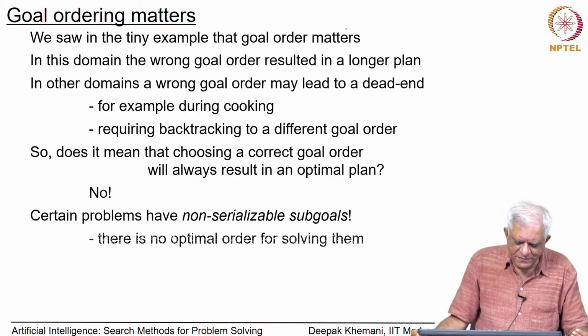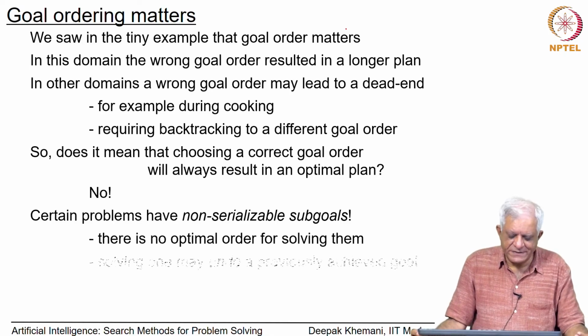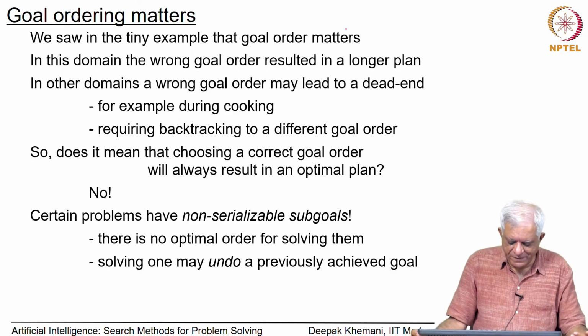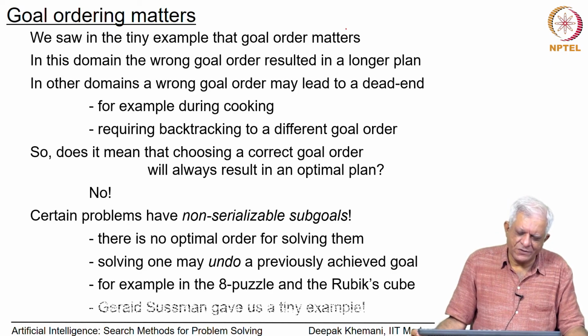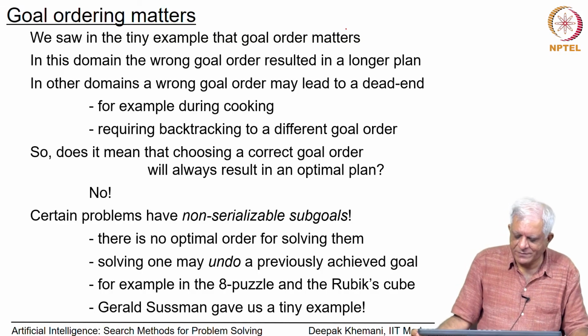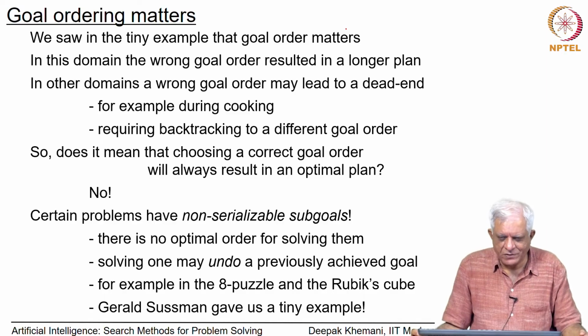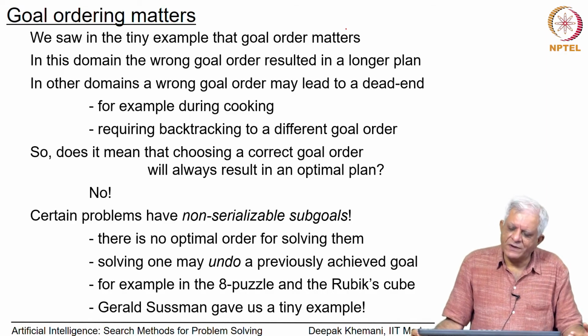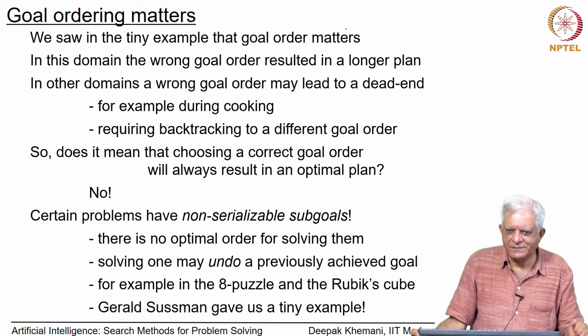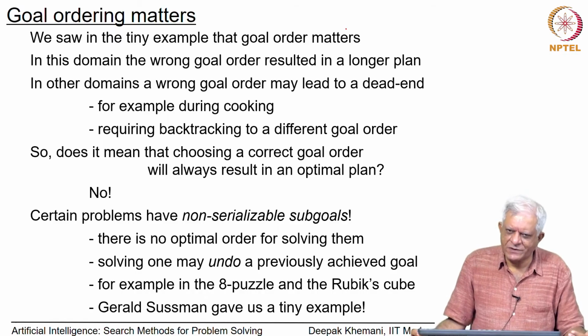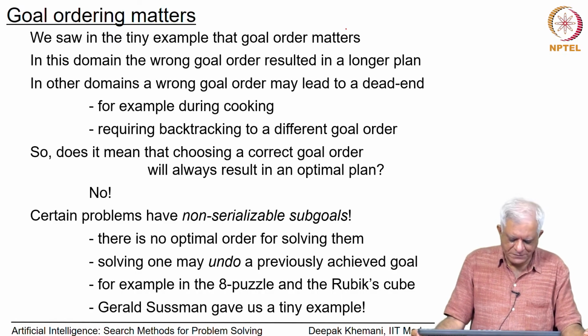Now, there are certain problems which have non-serializable subgoals, that means there is no optimal order of solving them. If you solve subgoal 1 and then you solve subgoal 2, then subgoal 2 may undo subgoal 1. We saw this in the wrong order that we saw just now, but if you have been solving the Rubik's cube or the 8 puzzle, you would know that if you achieve some partial goal, the top layer or something like that, to do the next layer you have to undo what you had done earlier.